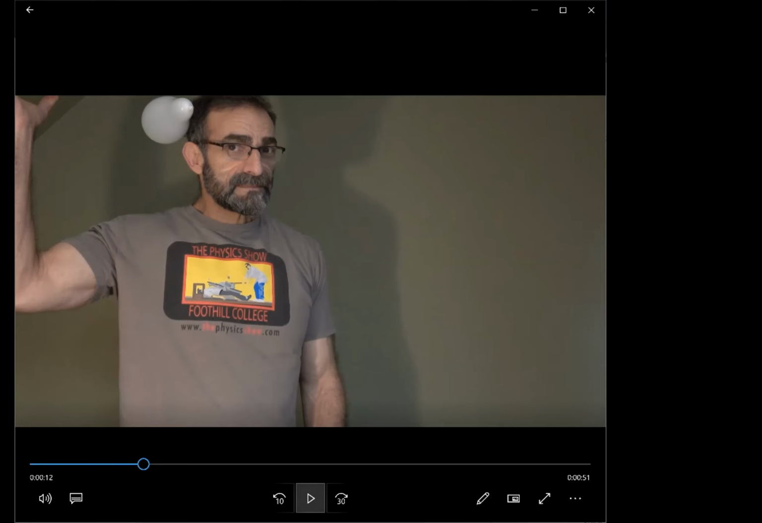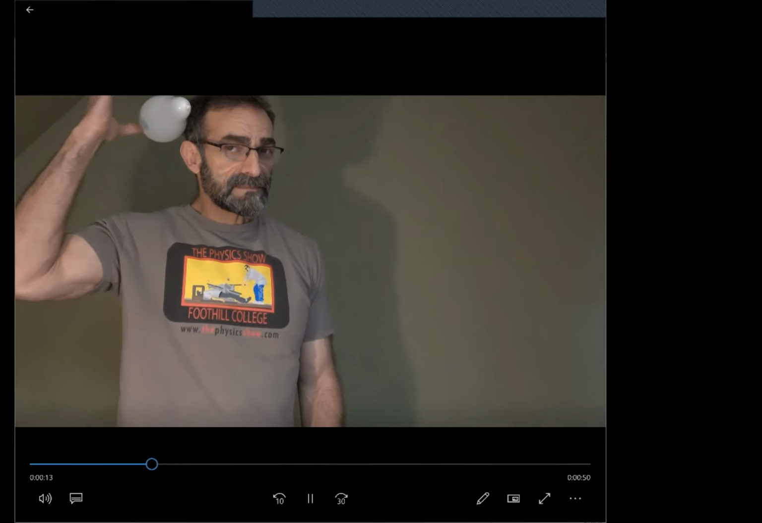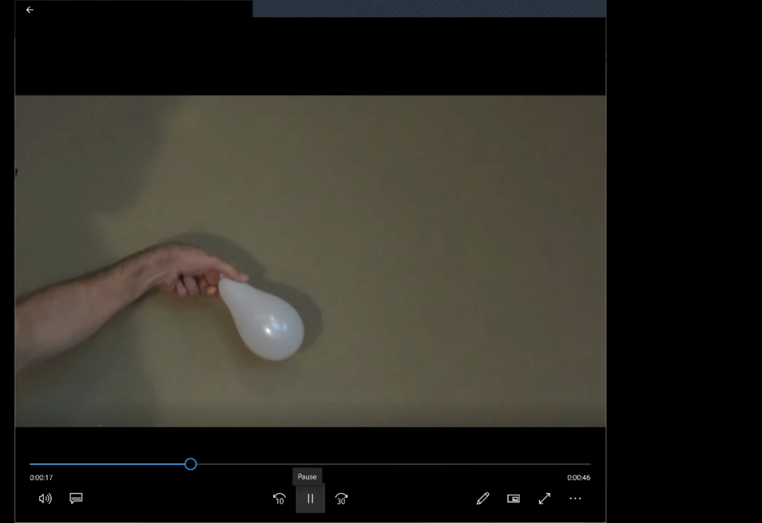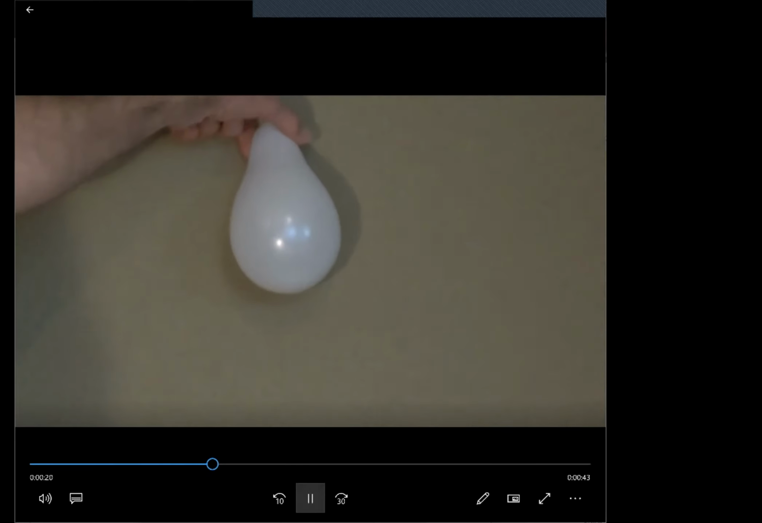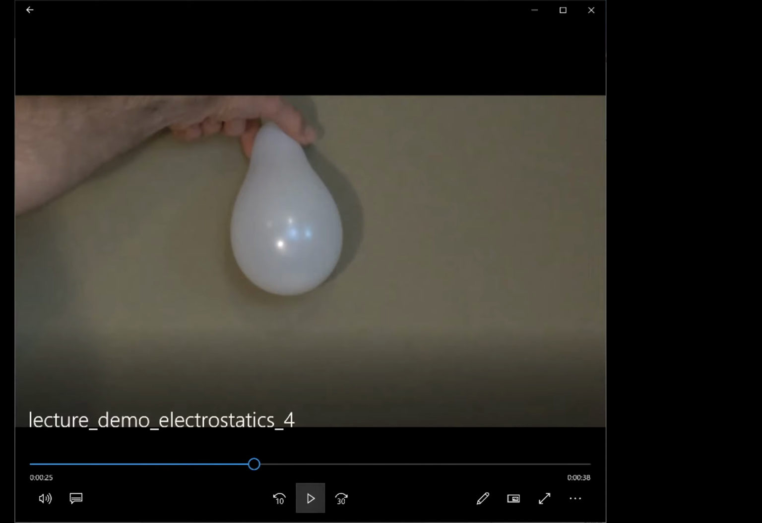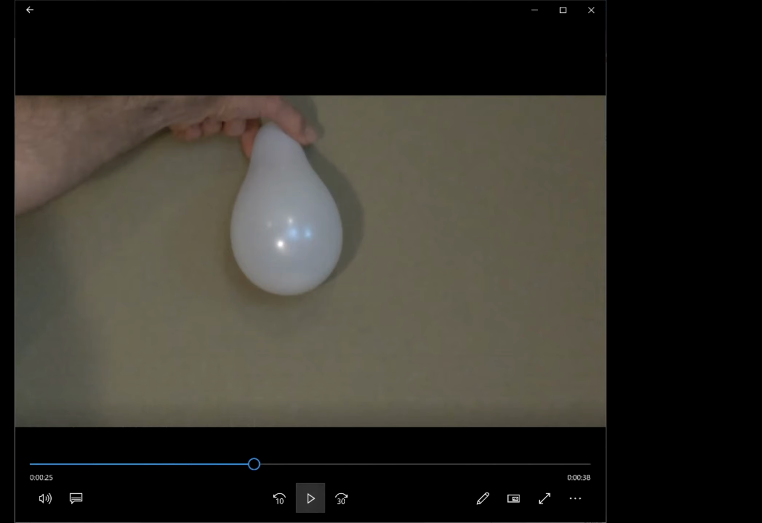Okay, let's keep going. Now I'm going to take that balloon and hold it up to the wall. That wall is an electrical insulator. Stop the video and predict what's going to happen when I let go. Okay, so think about that for a second. We've probably all done this. But that balloon is charged. I rubbed it against my hair. It's charged. And we're holding it up to the wall.